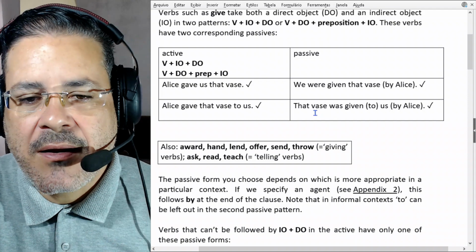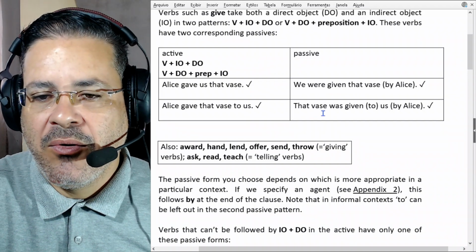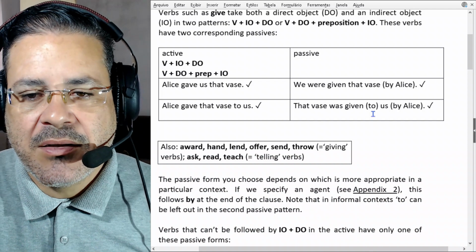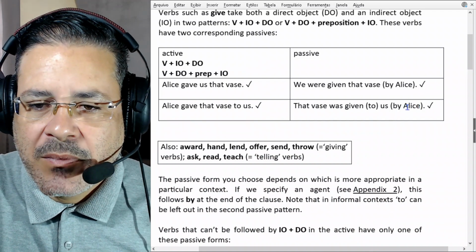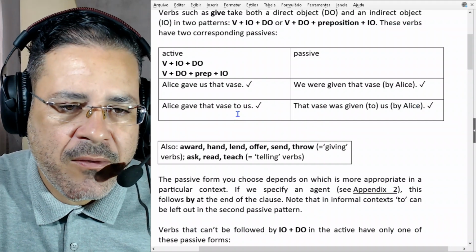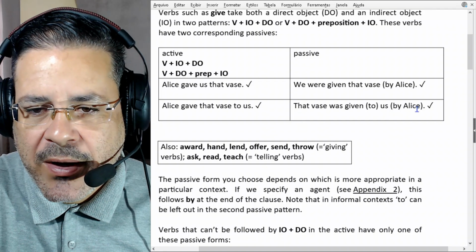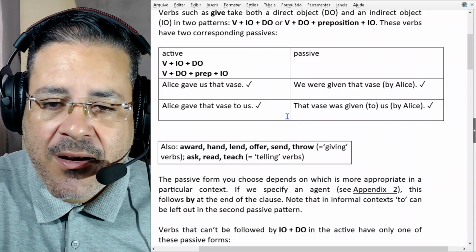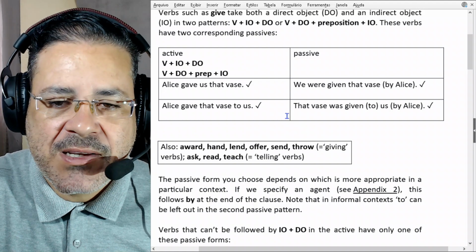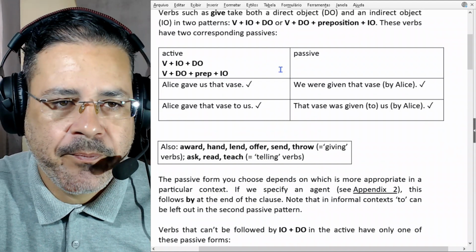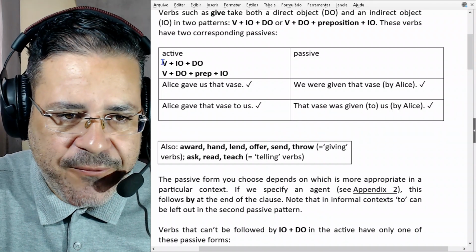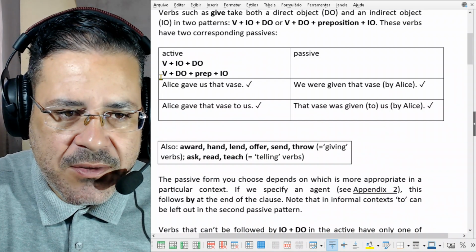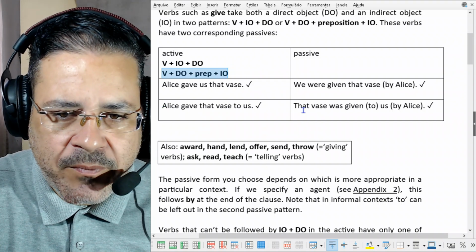We might also say that vase was given us, or that vase was given us by Alice. You might use to or not. You might omit the agent responsible for giving the vase to us. So we have three ways to say it. Again, that vase was given to us by Alice. That vase was given to us, or that vase was given us, without mentioning Alice. So the first pattern has the first example, and the second pattern has the second example.